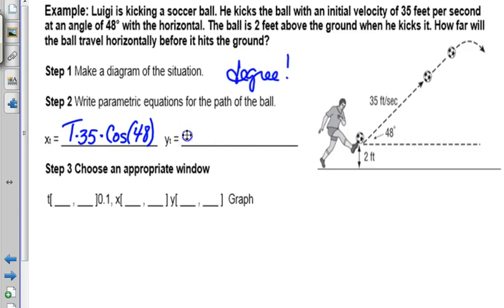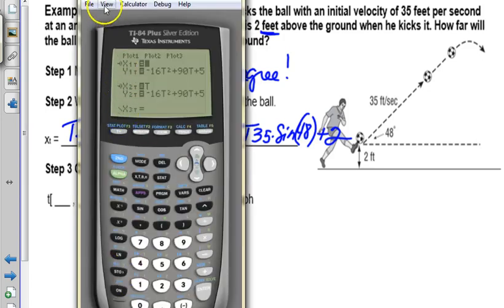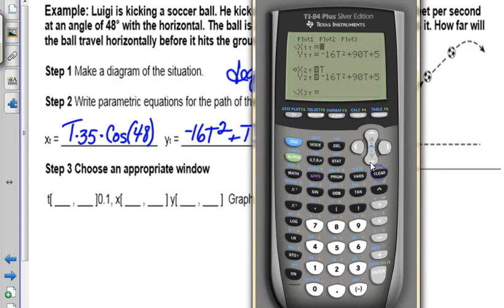And for y, yes, because it's feet, the gravity factor is the -16t squared. If it wasn't, I would tell you that on the quiz. I'm just going to do it in feet on the quiz, but I think there's one on the homework that might have to use -9.8 for meters per second. And then plus t times 35 times sine of 48. Did this have an initial height? This one was 2 feet off the ground when he kicked it. I don't know why, but it was. When we went to type this in, we had to pick our own t. What is t representing here?